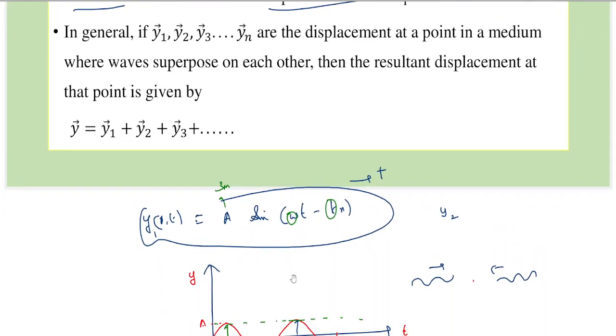So if we assume a case where there are many waves, let us take that the displacement of each wave is given by y1, y2, y3, etc., yn. That is, if n waves are moving in a given medium, then at any given point, the net displacement, thus the resultant displacement, which is y, is given by y1 plus y2, etc., plus yn. Here we are adding the displacements vectorially. This is called the principle of superposition of waves.